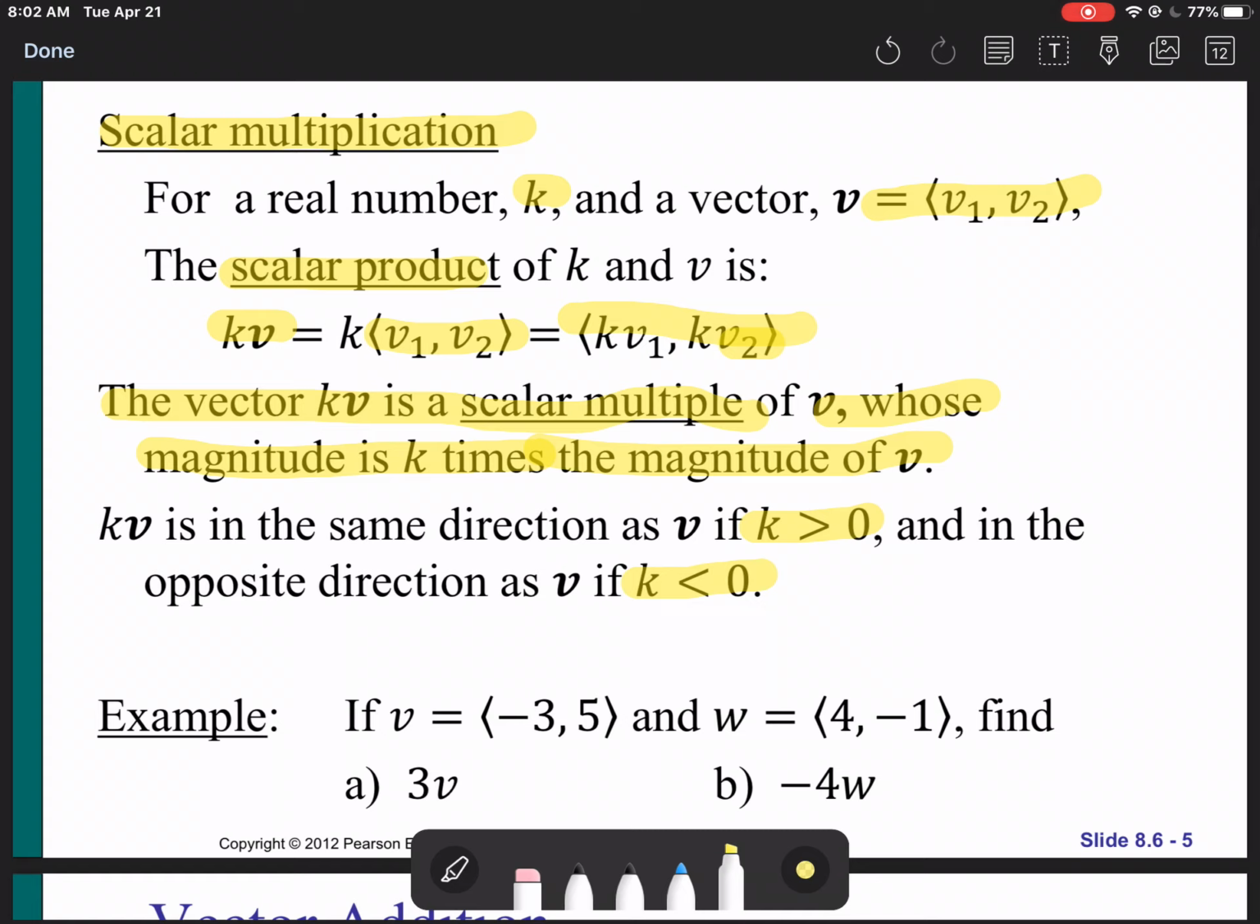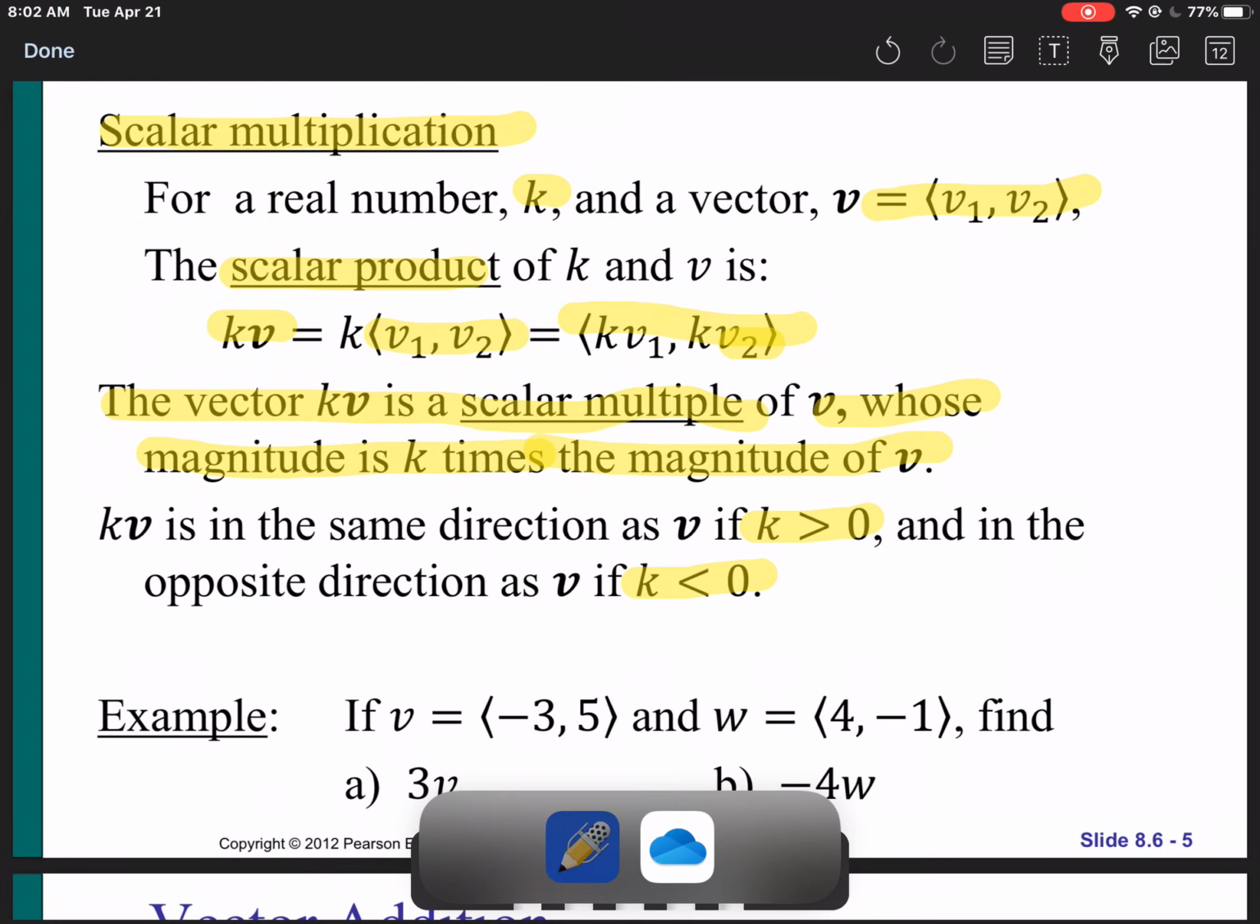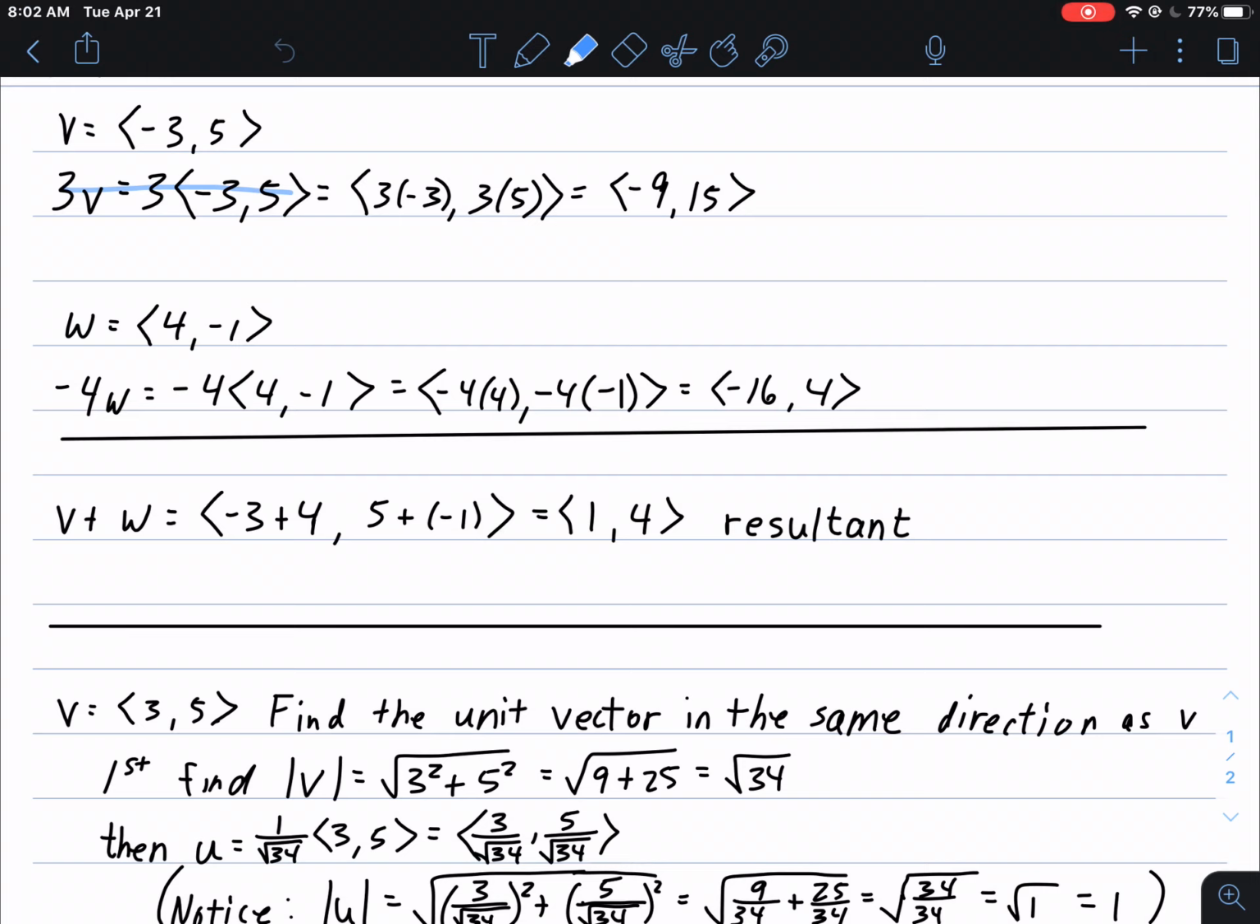So for example, I've got vector v having components -3, 5, and vector w having components 4, -1. And we're just going to do a couple of basic calculations. Let's find 3 times v, and let's find -4 times w. All right. But again, these are pretty straightforward calculations. There's nothing fancy here. Here's vector v having components -3, 5.